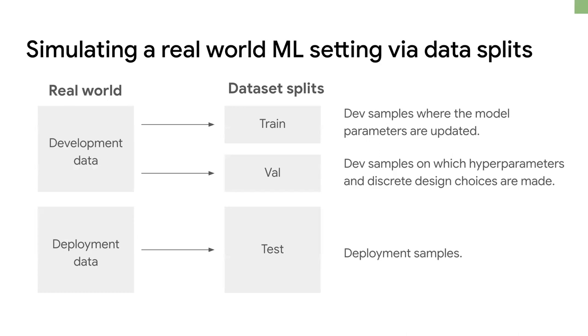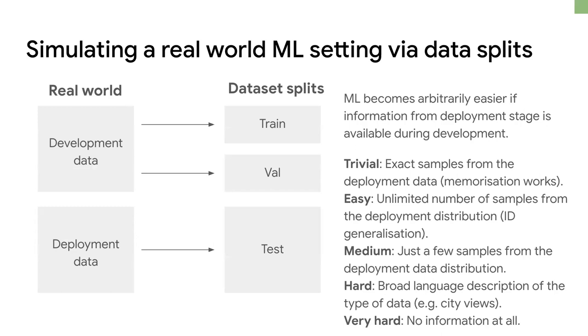For different scenarios, you might want to come up with different splitting of your data set. So in many cases, the development data is mapped to train plus val splits. The deployment is mapped to the test data set. And dev samples are where the model parameter is updated. You also make hyperparameter choices and the design choices on the validation set in general.